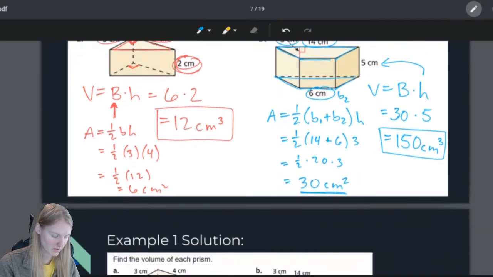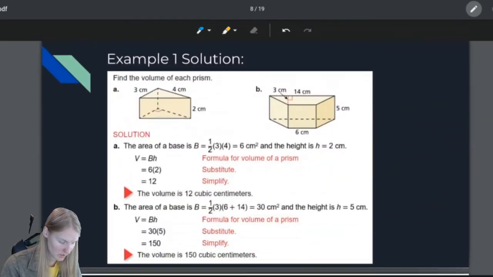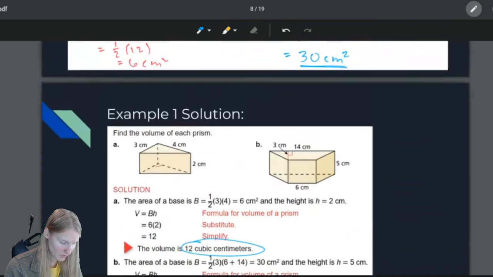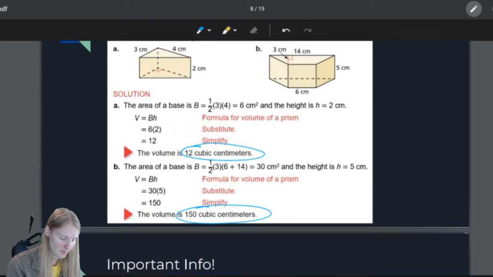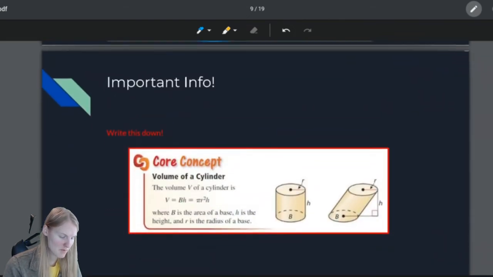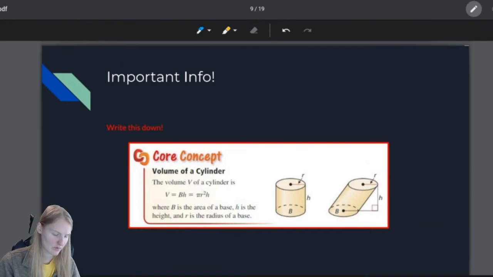Alrighty, let's move on. Ooh, the solution. Let's see. 12 cubic centimeters. Were we right? Boom. 150 cubic centimeters. Boom. Check, check. Alright. Moving right along here. Halfway done with 11.5.